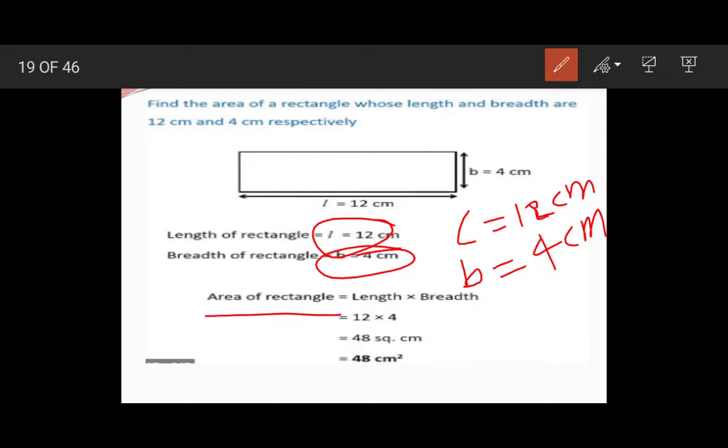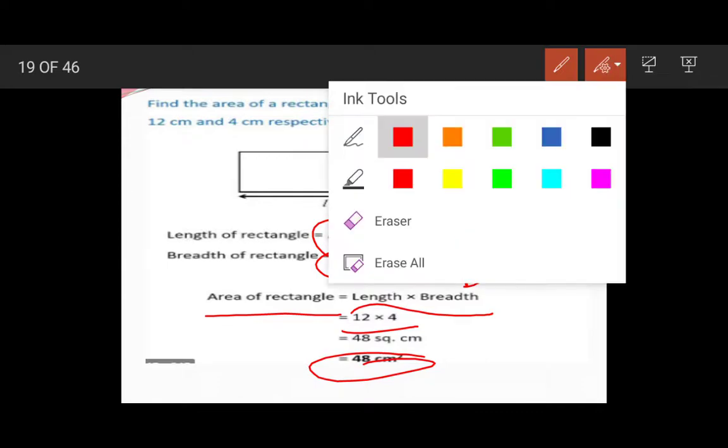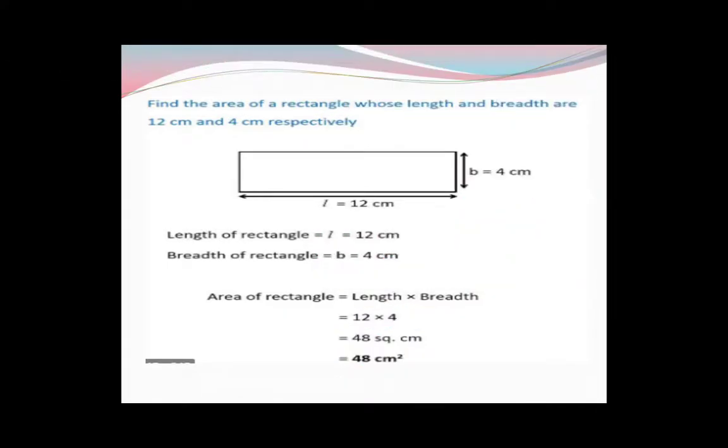So we know that the formula for area of a rectangle is L into B. So 12 into 4, that is equal to 48 square centimeter. Okay. So a simple example of finding the area of a rectangle. Now let us see the formula for a square.